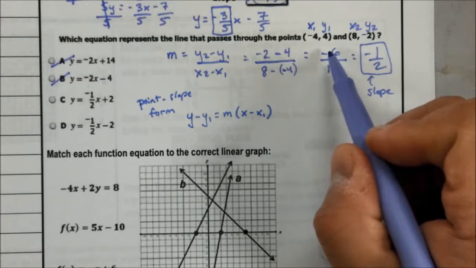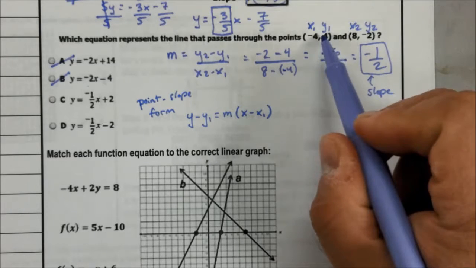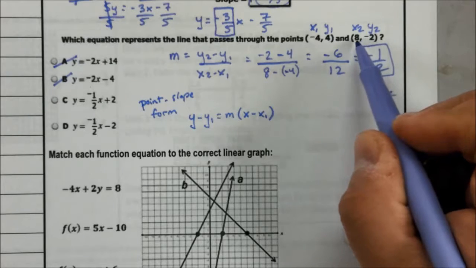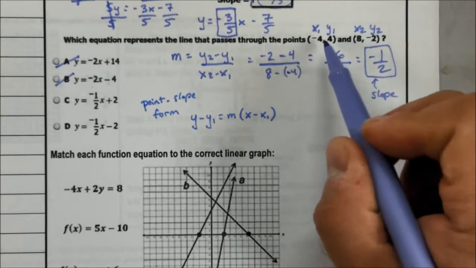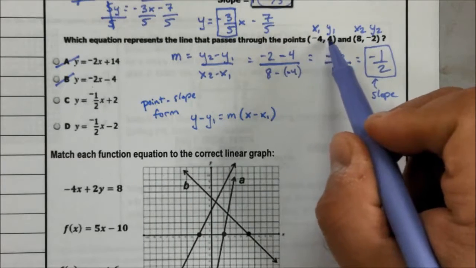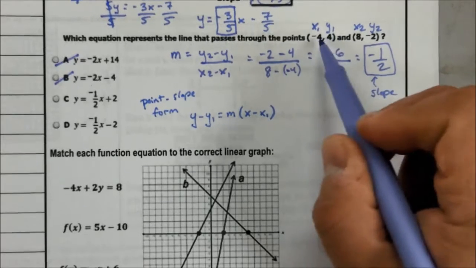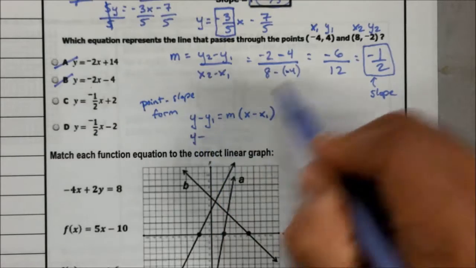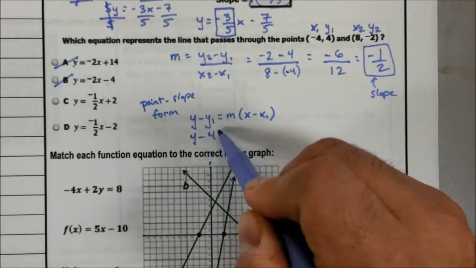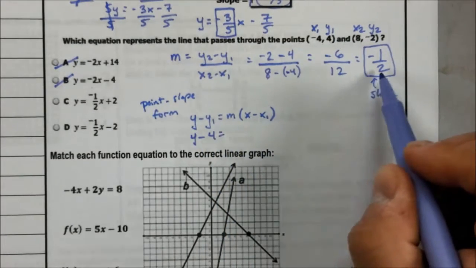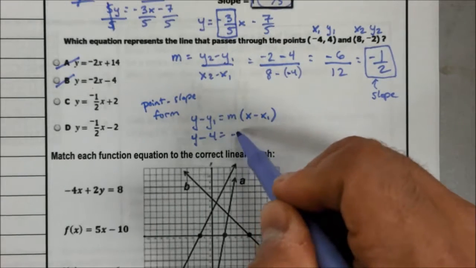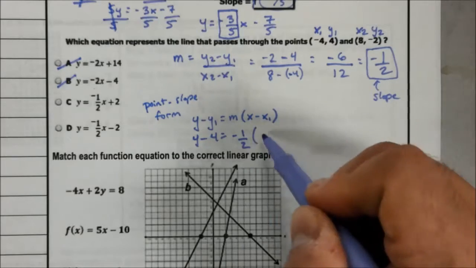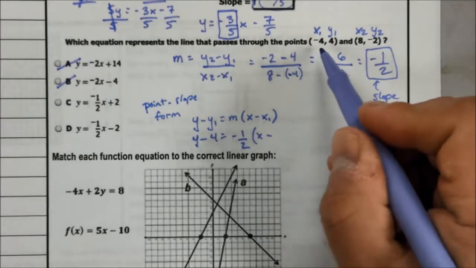I'm just going to stick with the one that I've already labeled as x1, y1. You can use the other point. You'll still get the same answer if you do the math right, but just to clear up any confusion, I'm going to just use this point right here. So y minus y1 would be y minus, now y1 is 4, so that'll be 4, equals m, which is our slope, negative 1/2, parentheses, x minus x1, which is a negative 4.